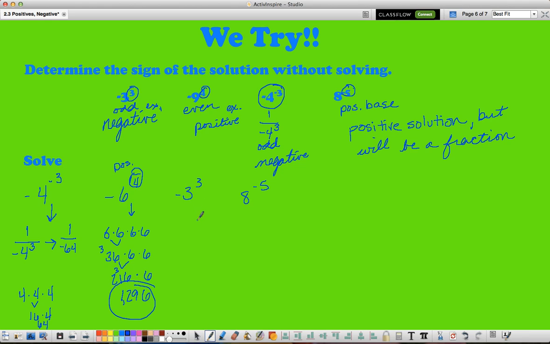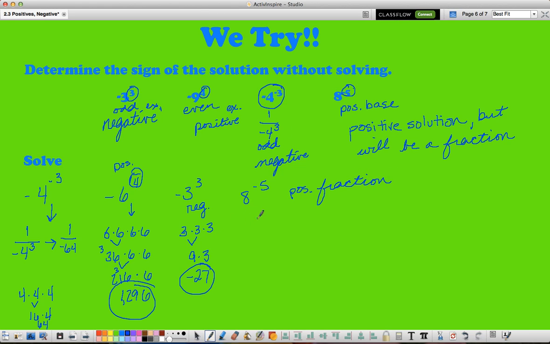Negative 3 to the third power. So we know that since our exponent is odd and our base is negative, we should have a negative answer. So I can ignore the signs and just multiply. So I have 3 times 3 is 9, times 3 is 27, and I know it has to be negative. 8 to the negative fifth, since my base is not negative, I know that my answer is not going to be negative. My answer has to be positive, but it's going to be a fraction. So positive fraction.